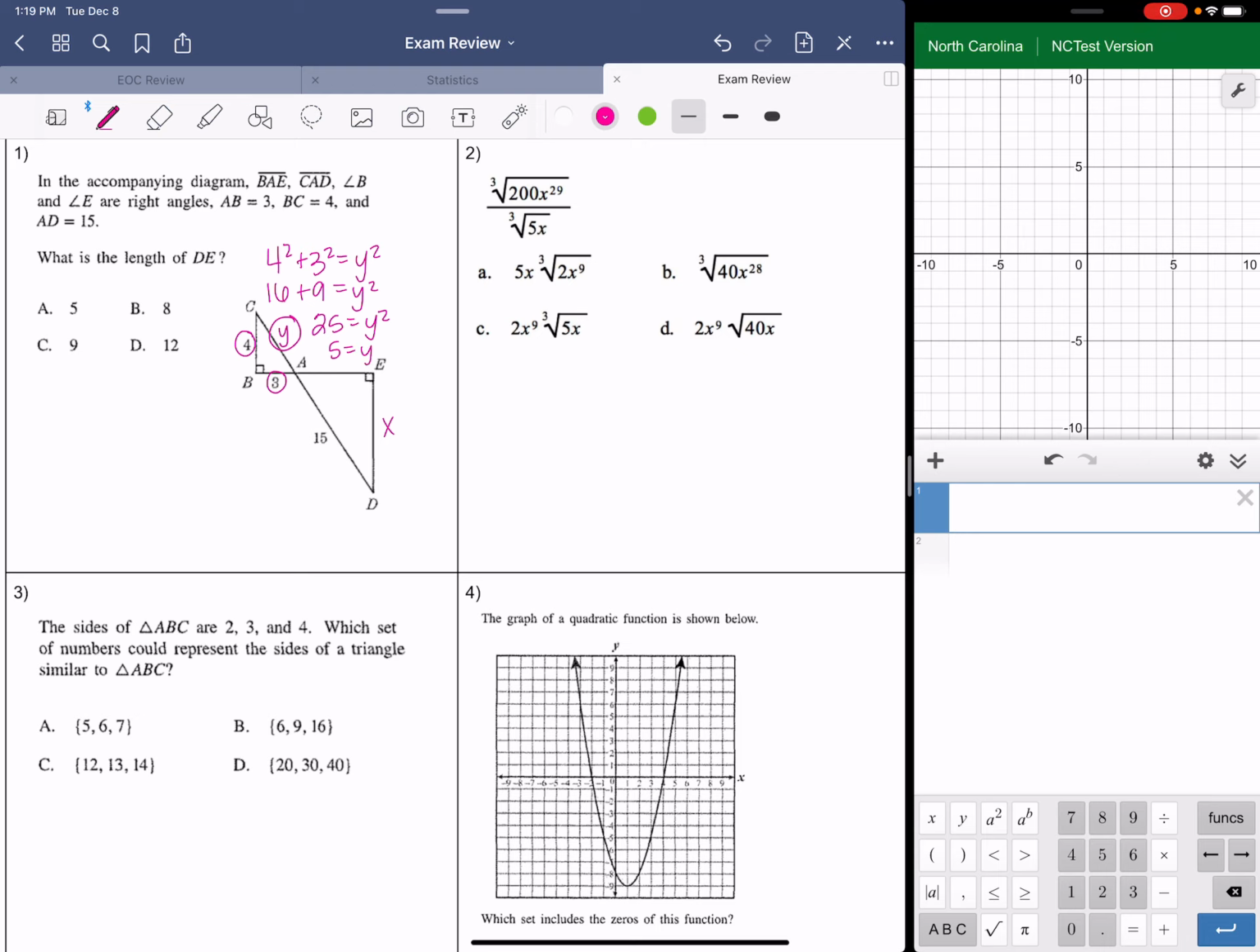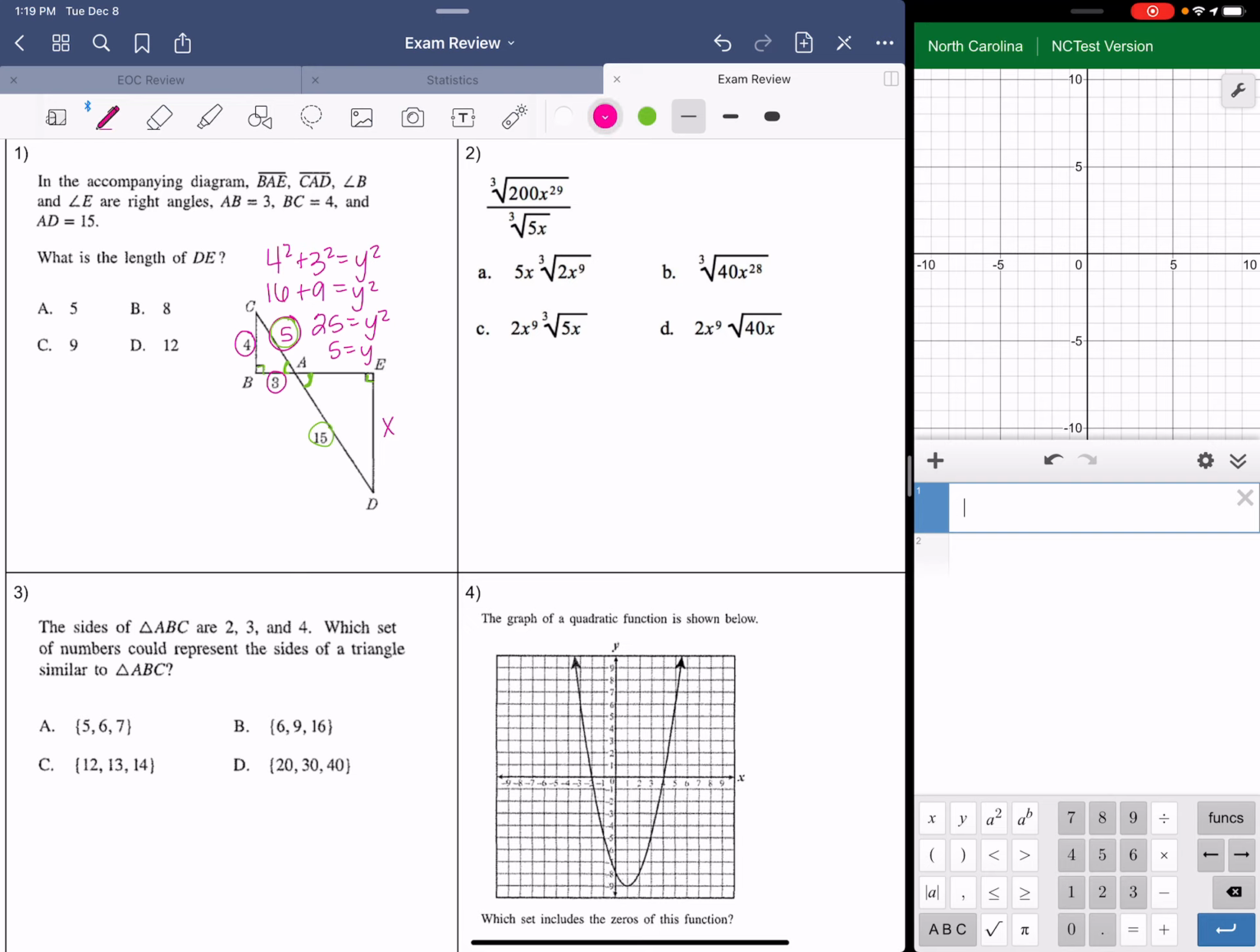So if this length is 5, then now we can see what the relationship between these two triangles is. And we know that because these two angles are congruent because they're vertical. So now we have angle, angle, side similarity. So these two triangles are similar, and they're similar because the larger one is 3 times the size of the smaller one.